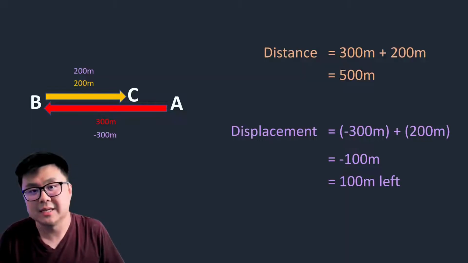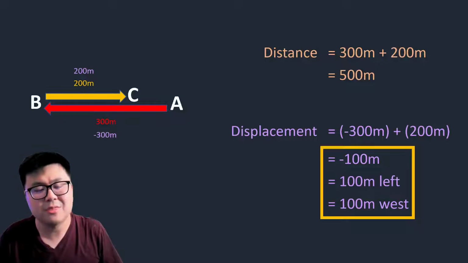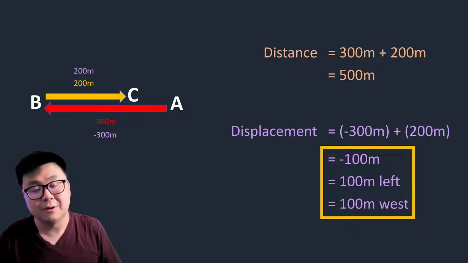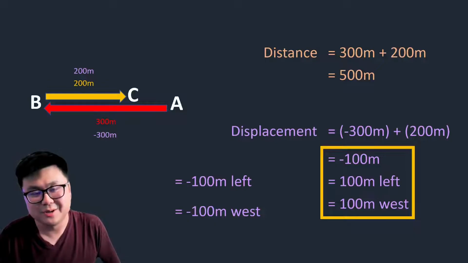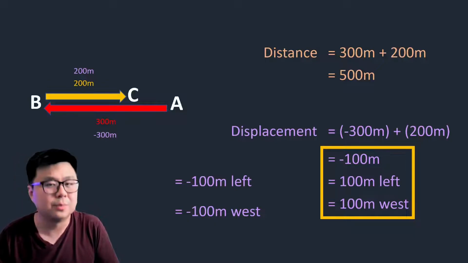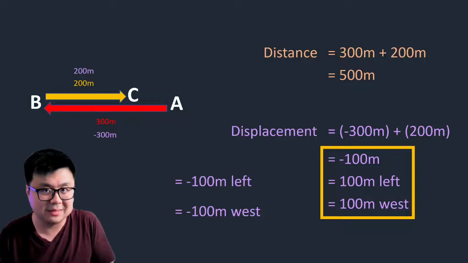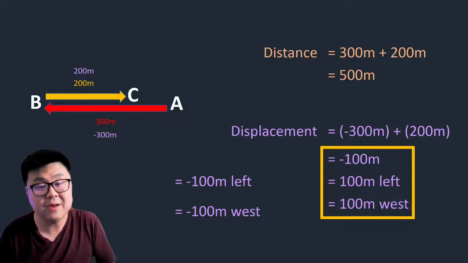We can also say 100 meters to the left. We can also say 100 meters west. Any of those three will be okay. Just don't do negative 100 meters west or negative 100 meters left. It's almost like a double negative, so please don't do that. Either stick with the negative sign in your answer to represent going left, or don't use negative and actually write the directional word.